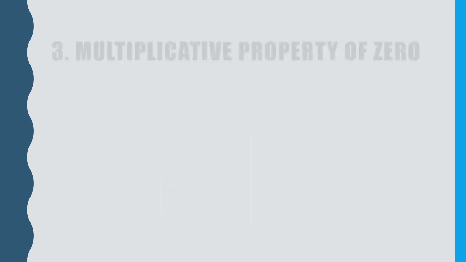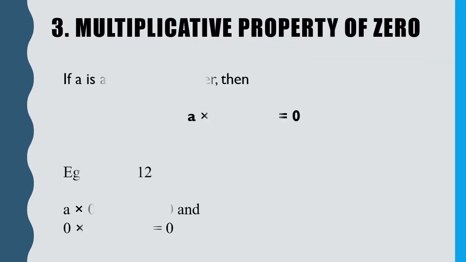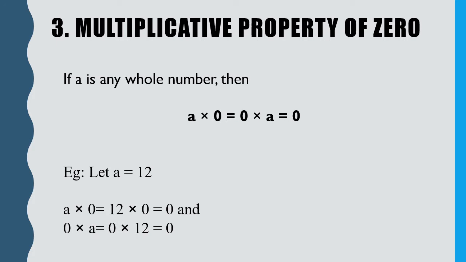Now, it is the multiplicative property of 0. What it says is that if we have any whole number, supposedly a, it can be any whole number, if we multiply it by 0, the answer will always be 0. We have taken an example, a is equals to 12. We multiply it by 0, we get 0. We multiply 0 multiply 12, the answer is again 0.